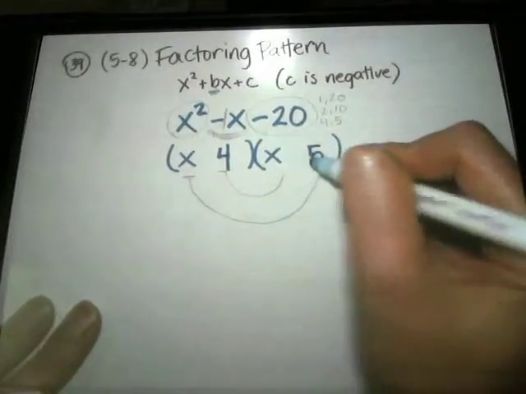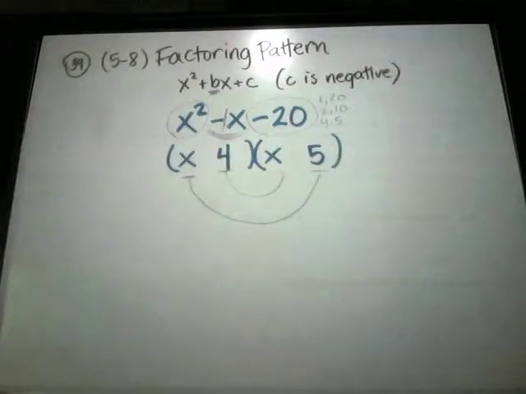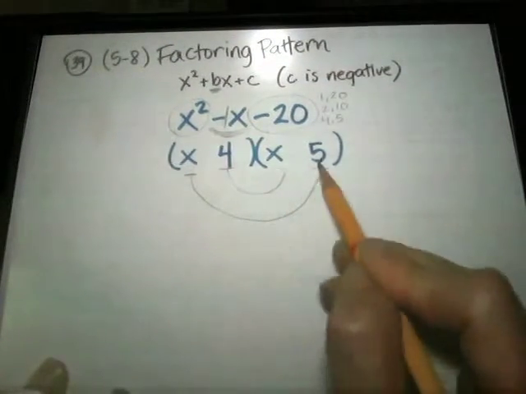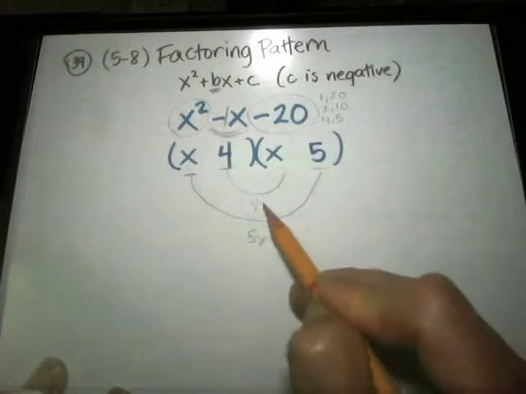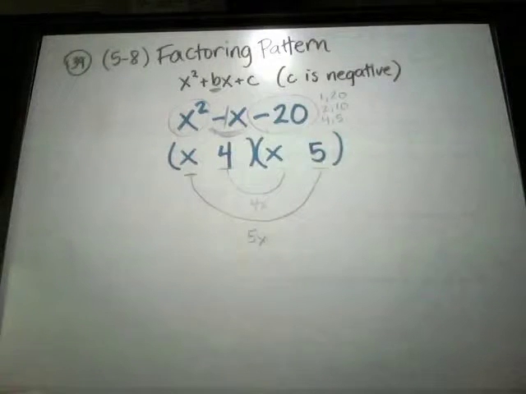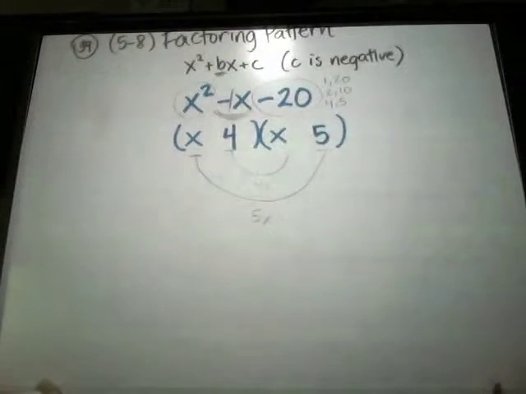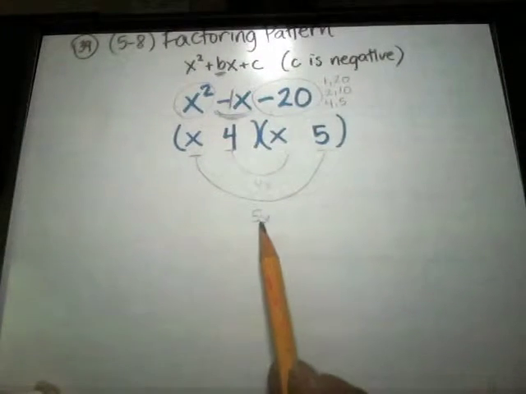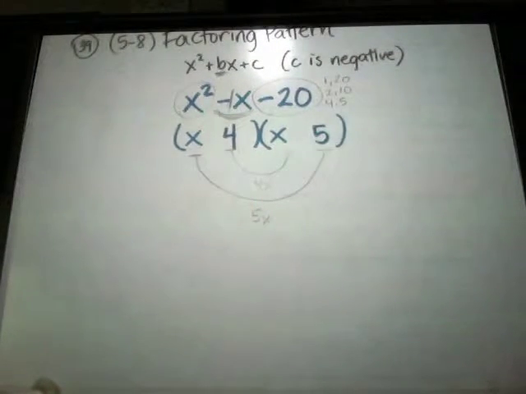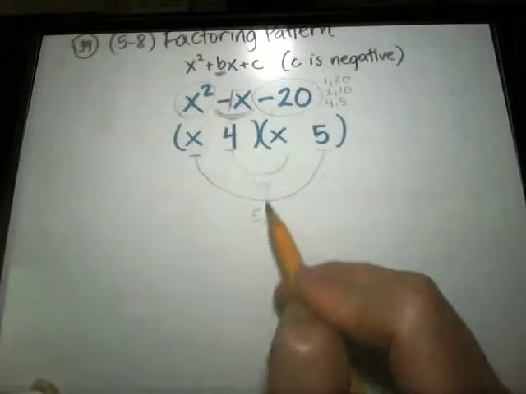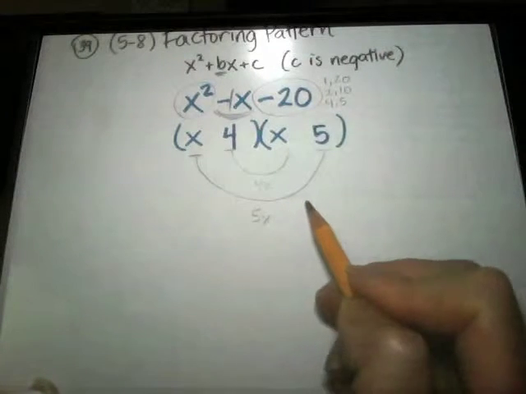If I do 4 and 5, now again, you could have done 5 and 4, you should get the same overall answer. When I do outer in FOIL, I get 5x. When I do inner, I get 4x. Now we need to really pay attention to the signs. What signs should I put on 5 and 4 if I want them to combine to make negative 1? Jerome? One negative and one positive. Okay, good. One's going to be negative, one's going to be positive.